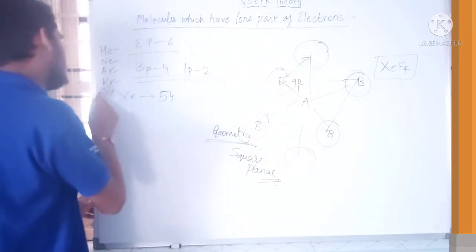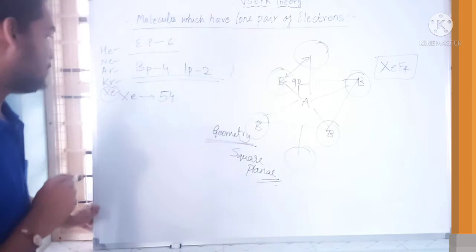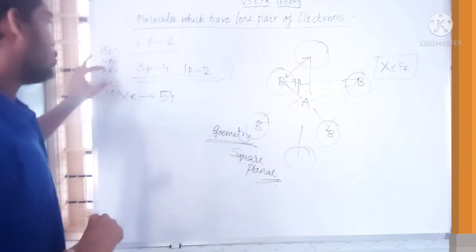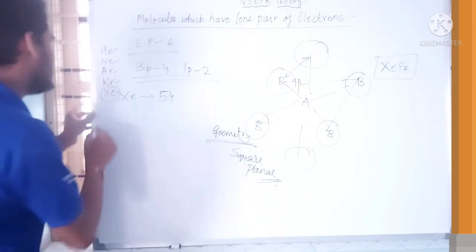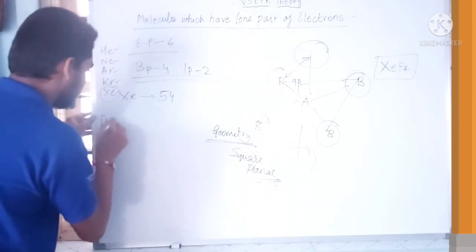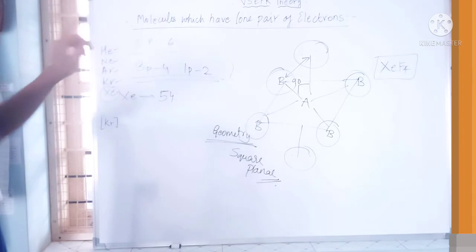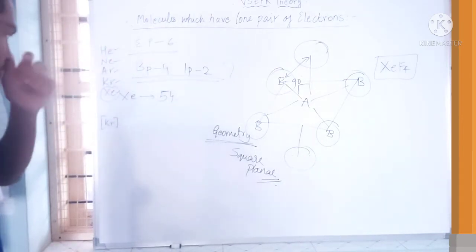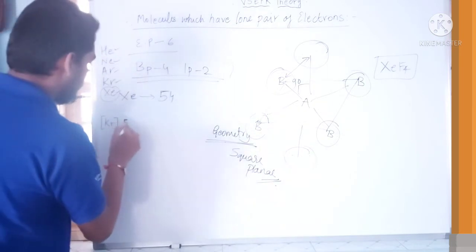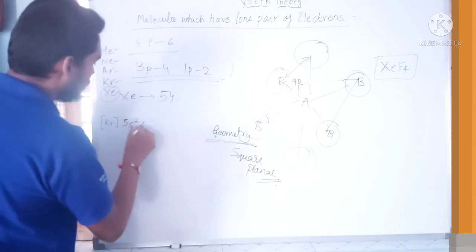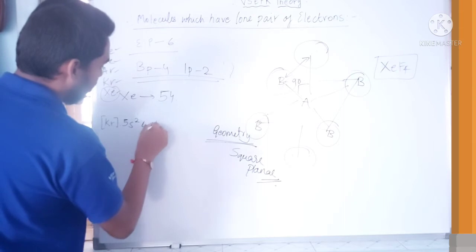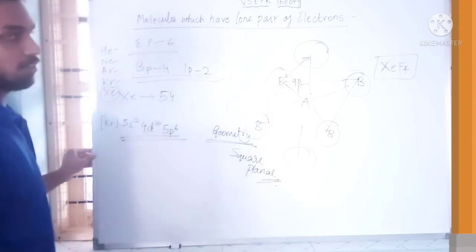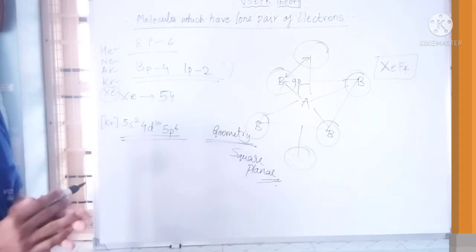So if it is 54, the previous period will be having krypton. So let me just write krypton. The helium comes under the first period, second period, third period, fourth period, and this is the fifth. So I can write 5s2, 4d10, 5p6. So this is how you can write the electronic configuration automatically.